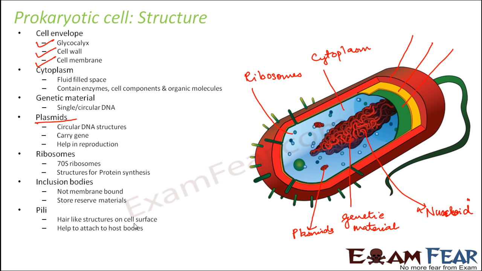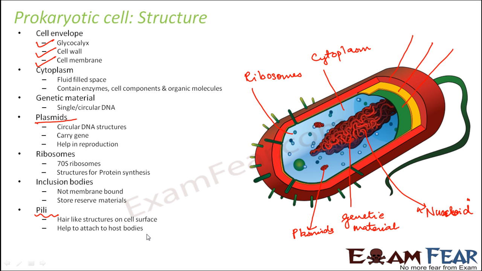There are also some thin hair-like structures on the cell surface which are called pili, and these pili help to attach to host bodies. For example, bacteria are one of the most common examples of prokaryotes. Bacteria often live inside the body of another organism, like the many bacteria living inside the human intestine.